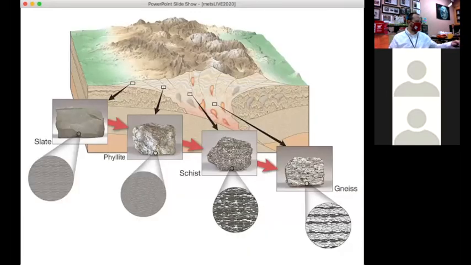And then slate, which forms deep under a mountain, if it gets pushed even farther down, it forms a rock called phyllite. And if that rock gets pushed even further, it forms a rock called schist. And if that gets pushed down, it can form gneiss. So all of these rocks form one, then another, another, and the deeper they go, the more squeezing you get.